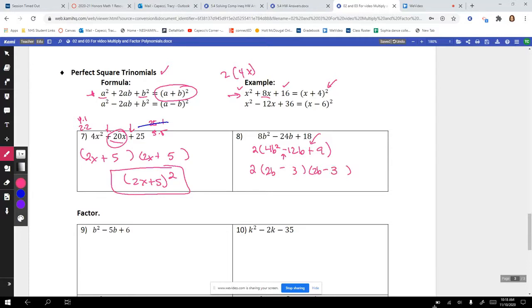Okay, so how am I going to write that? I have to, again, bring down that 2. That doesn't disappear. My binomials are the same, so I'm going to rewrite it as 2 times (2b minus 3) squared, and that's my final answer right there.